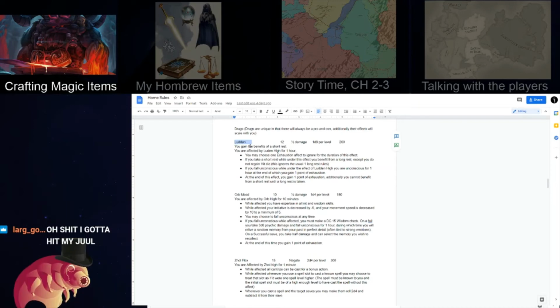However, it also comes with its own threats. Being able to grant you points of exhaustion, which are notoriously hard to get rid of, and if you fall unconscious under its effects, gaining multiple points. This was meant to be sort of a combat risk-reward drug. The next one, however, was more so meant for social or personal exploration.